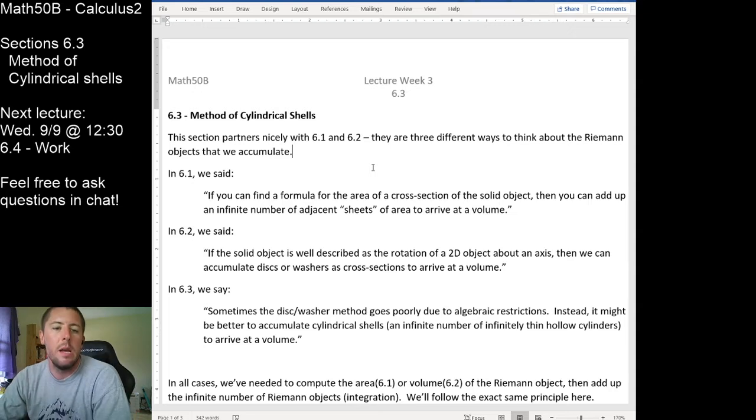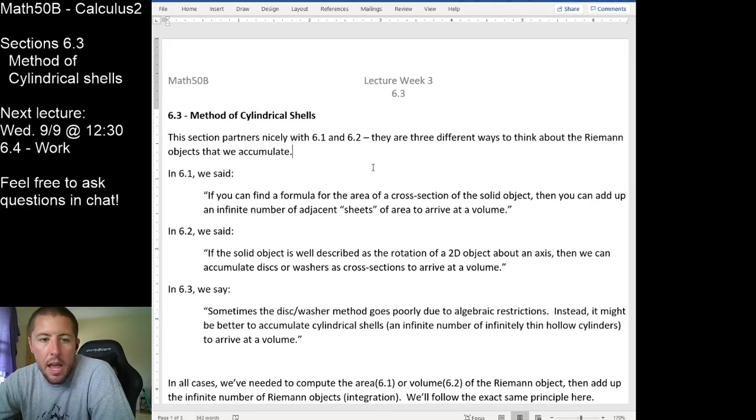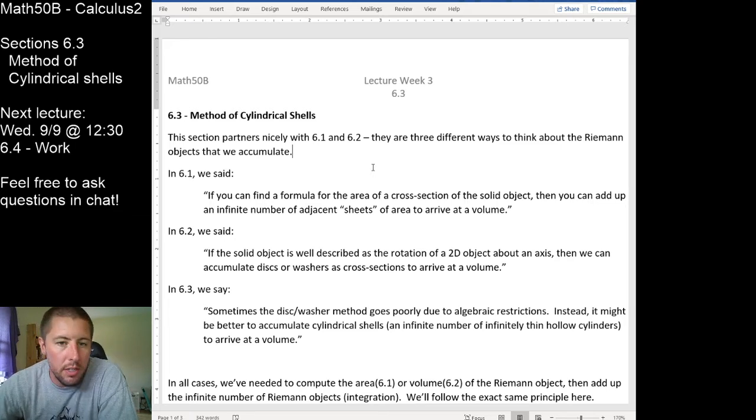So rather than finding cross sections, rather than finding a revolution, okay, we're still going to deal with revolutions here, but rather than finding a disc or a washer, we're going to think about finding an entire cylinder, and we're going to add up a bunch of those guys.